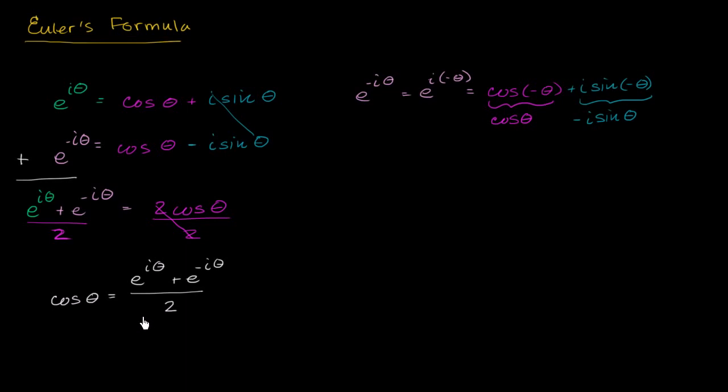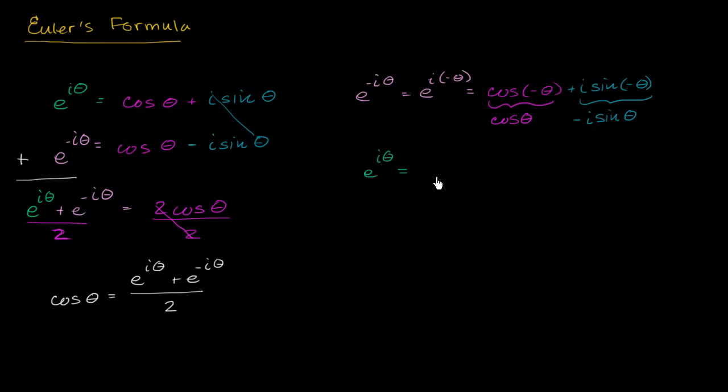Let's see if we can do the same thing for sine of theta. So for sine of theta, let's imagine e to the i theta. There are always these weird parallels between cosine and sine. So let's just see what happens if we were to subtract this from that. So let's try doing that. If we were to take e to the i theta, let me just rewrite it over again.